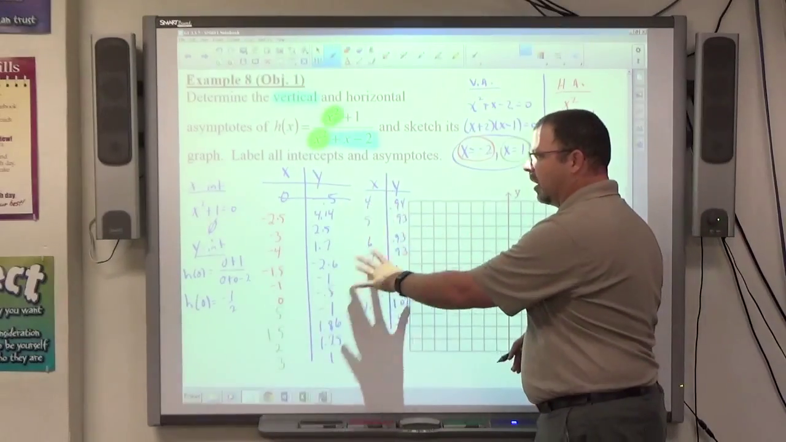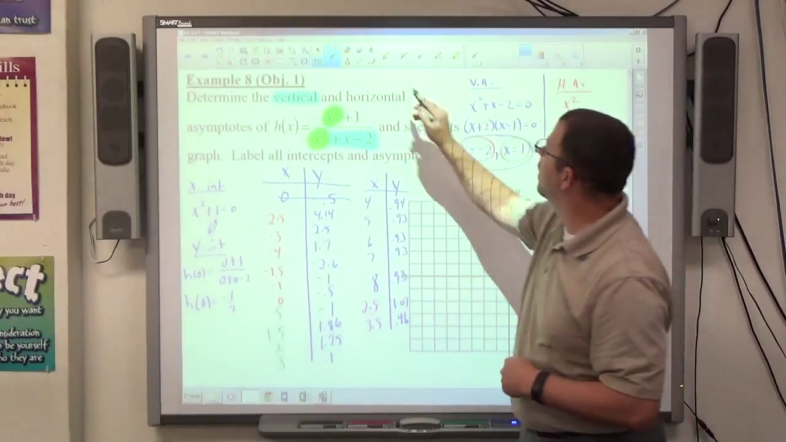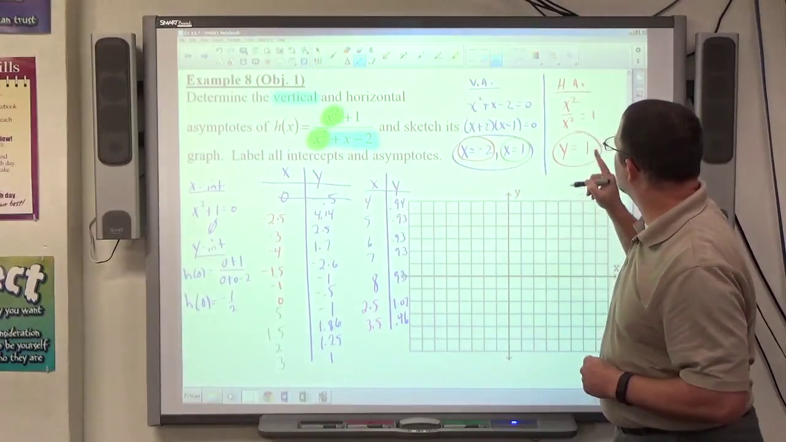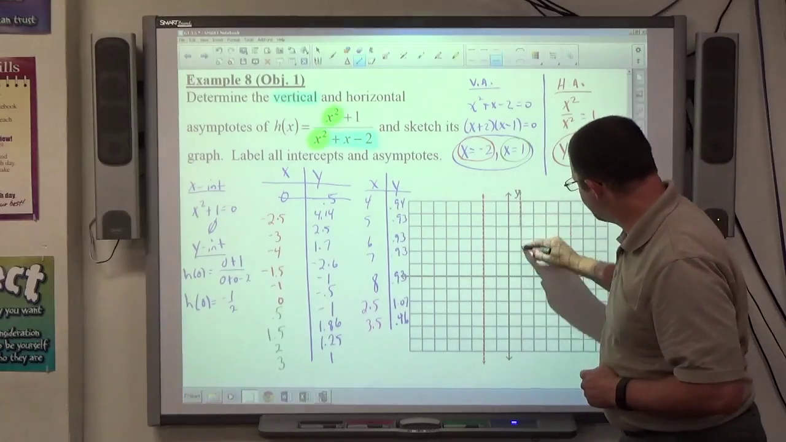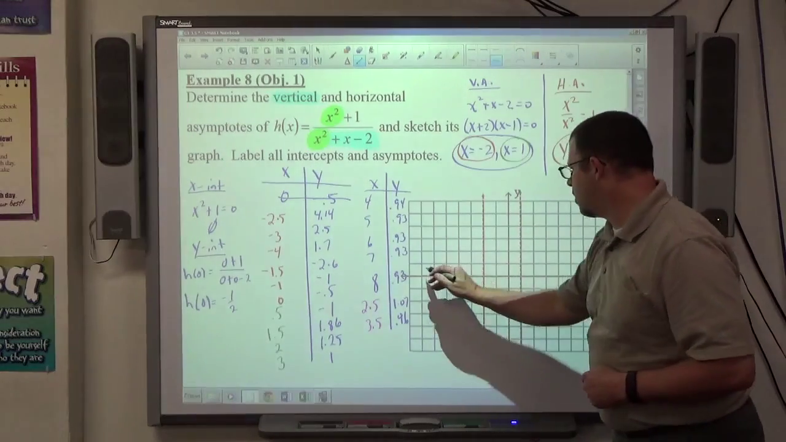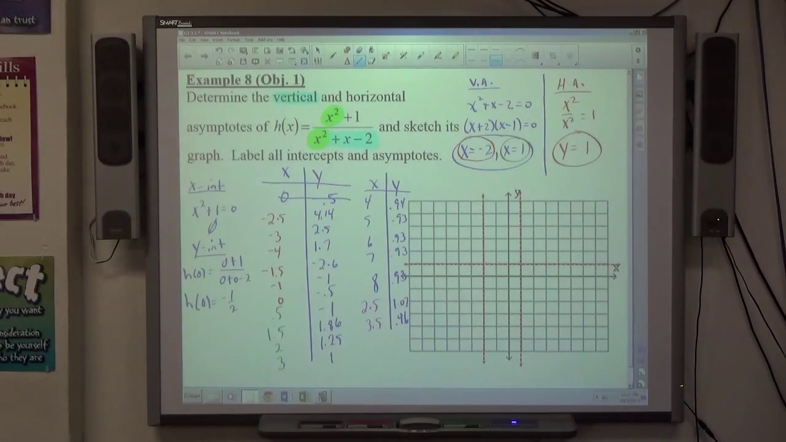I don't see anything ridiculously large here, so I don't have to really scale anything. So now I'm ready to start graphing everything. First thing I always graph is my asymptotes. Vertical asymptotes, -2 and +1. Horizontal asymptote, 1. All right. Again, if there was any scaling being done, then I would want to go ahead and deal with that, but I don't have to do that.